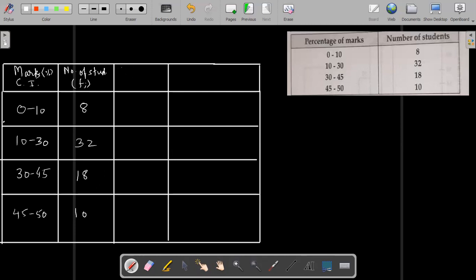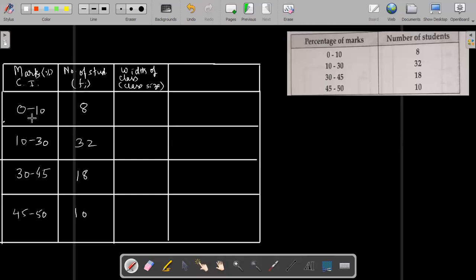Now width of the class, this will decide whether you have to draw the histogram directly or you have to make the adjusted frequency. So width of the class, that is also called class size. We have to write here class size. So one more column you have to add. In the previous question also you can add.